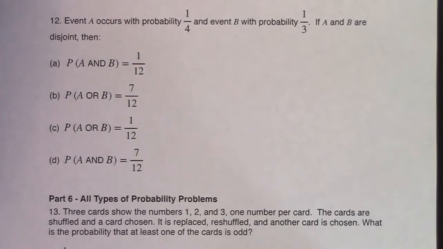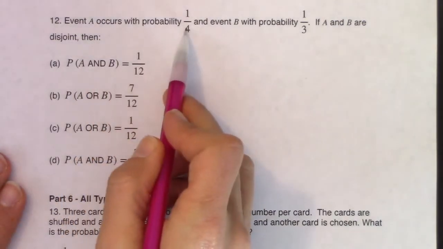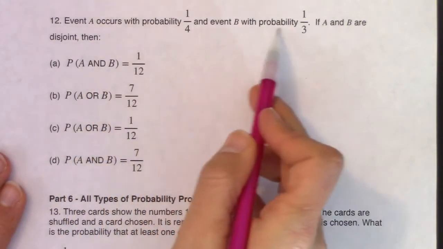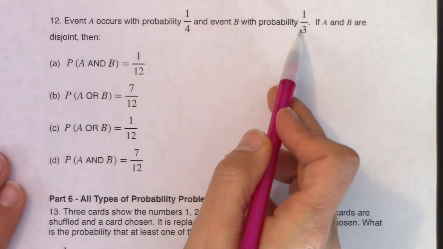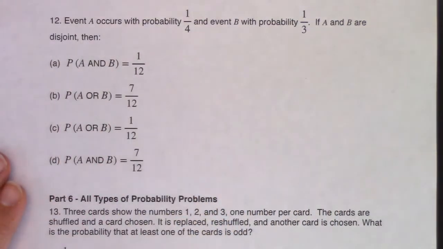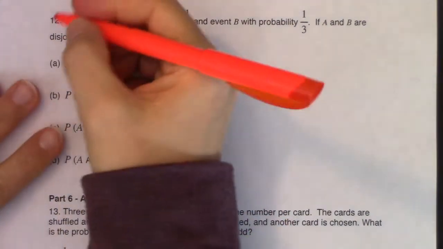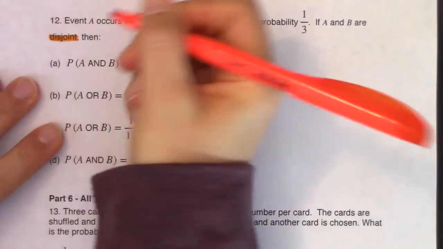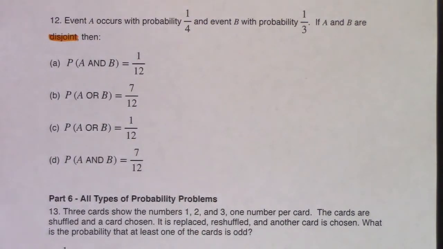All right, so let's take a look at example 12. As I'm moving through this, event A occurs with a probability of 1/4 and event B with probability 1/3. If A and B are disjoint, then, okay, so I see this word, disjoint. That is my buzzword here. That's like saying mutually exclusive.